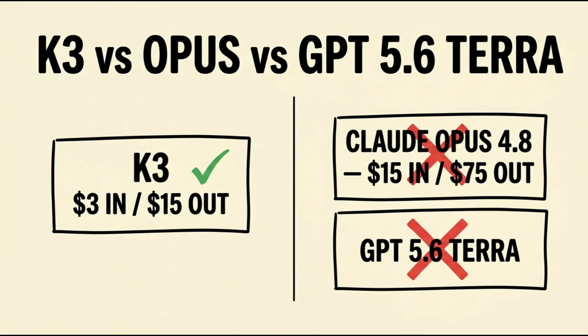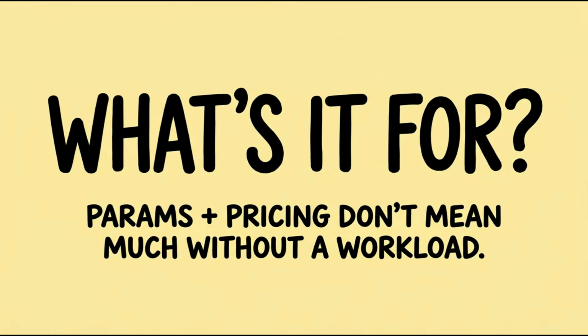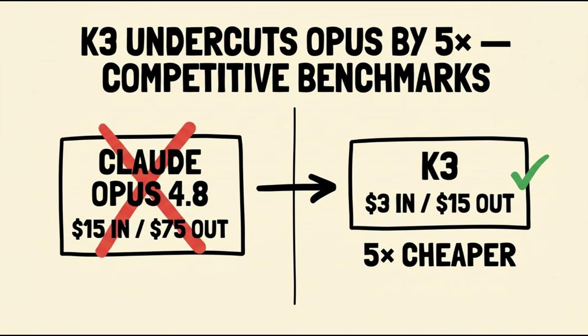Compare that to Claude Opus 4.8 at $15 input and $75 output, or GPT 5.6 Terra at roughly the same input price as K3, but matching on output too. K3 undercuts Opus tier pricing by roughly 5 times, while landing competitive benchmark scores in coding specifically.